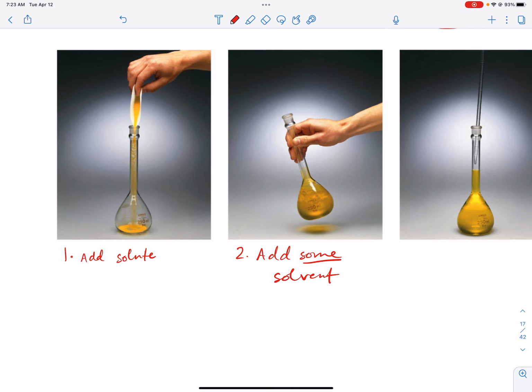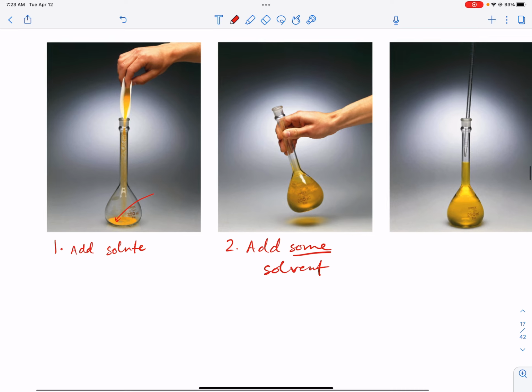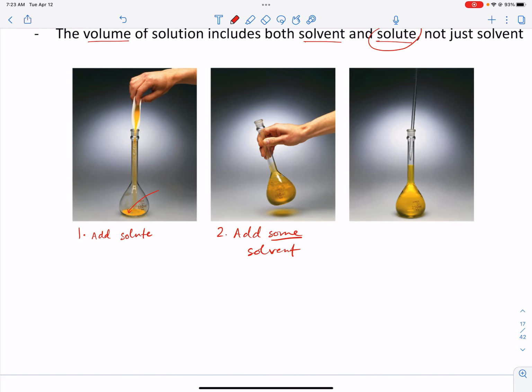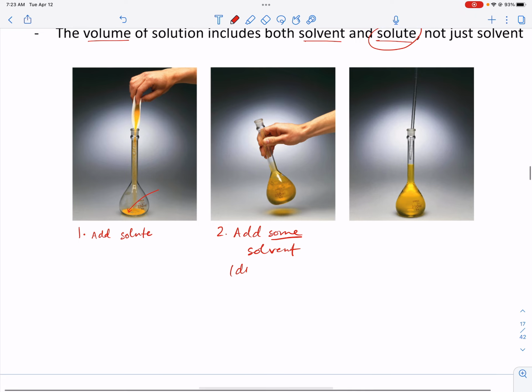Why? Because if we add all of our solvent before the solute, this yellow powder, has dissolved, we would end up with a solution that was not the right concentration. Our volume would be too large, because we would have the volume of the undissolved solute plus the volume of the solvent. So you add some of your solvent, and then you mix it to dissolve the solute. That way the volume is adjusted.